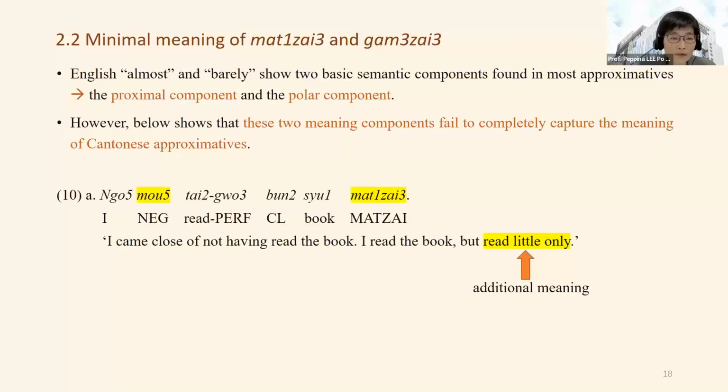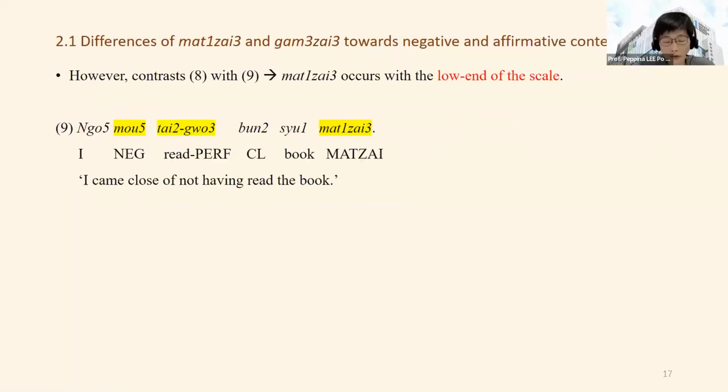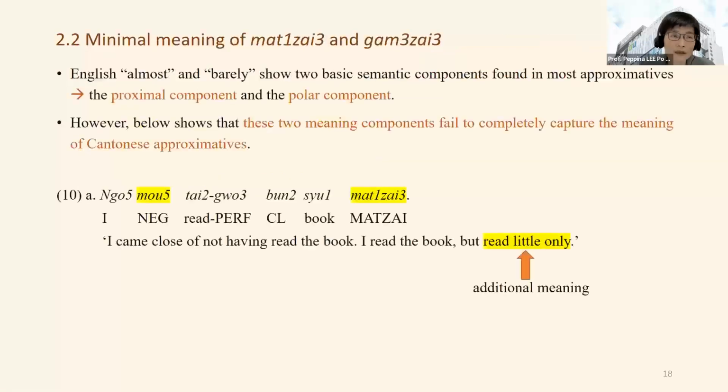So in other words, so far we can conclude what's going on between 乜滯 and 咁滯 in terms of polarity. 乜滯 can only occur with the negative sentence. 咁滯 can go with affirmative and negative ones. The second point is that 咁滯 can go with the top end of the scale. 乜滯 can go only with the low end of the scale, but not the top. This is at least what we can see from this section.